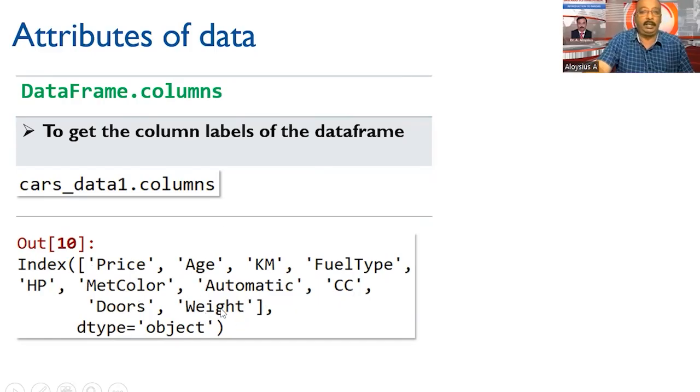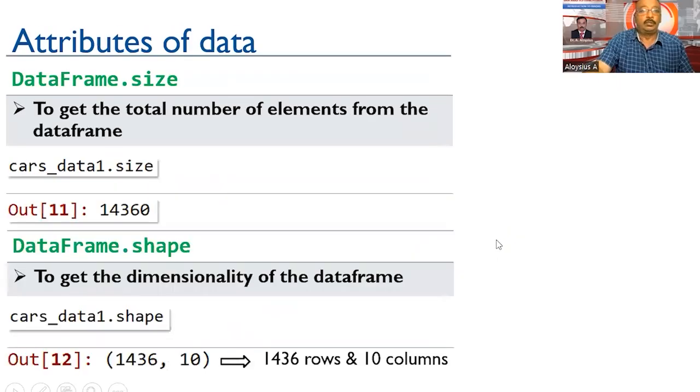All these are the columns available in the data frame called cars_data1. That is available using the command cars_data1.columns. The next attribute is size and shape. To find out the size and shape of the data frame, there are two commands: data frame dot size and data frame dot shape are used.